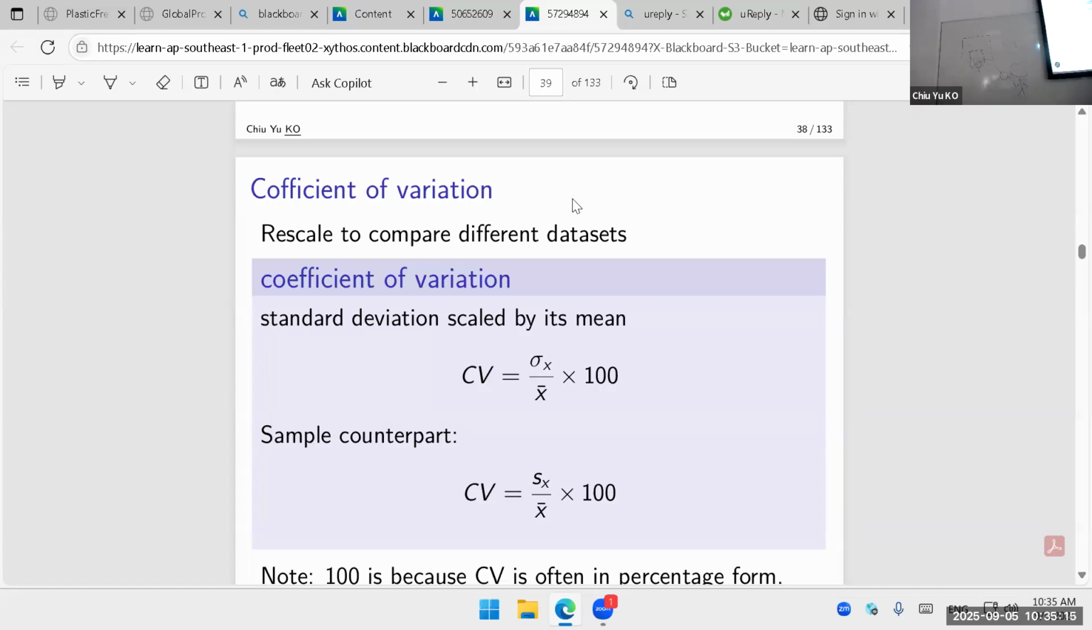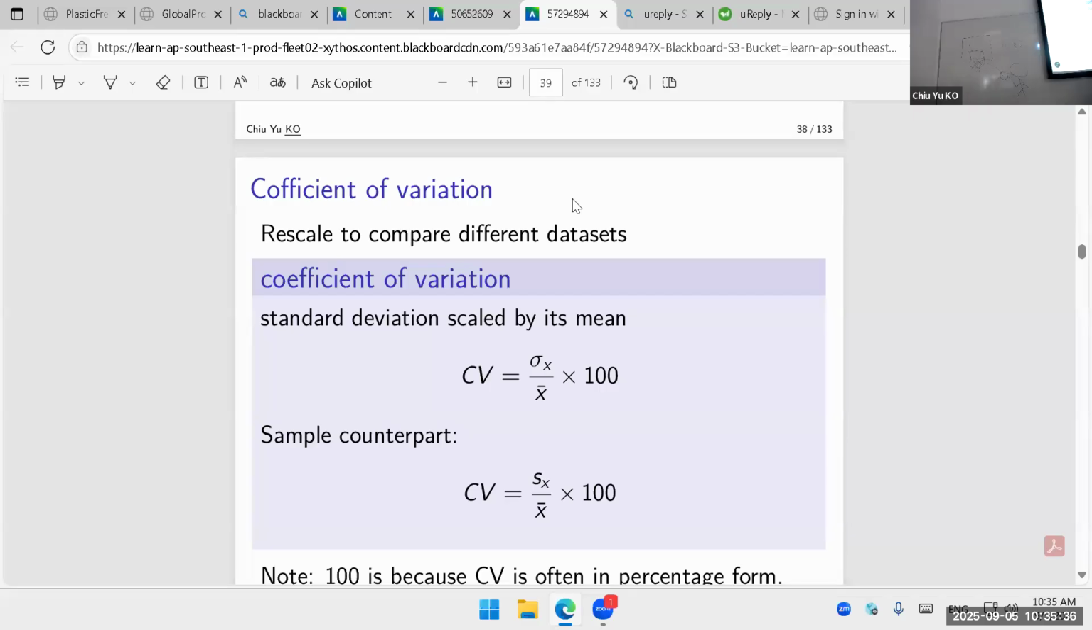And what is it? Why do we need that, right? Standard deviation is very standard, then why do we need to divide by something, right? The main reason is we want to compare across data sets of different nature. We want to see whether one data set is more varied, more spread out than the other.